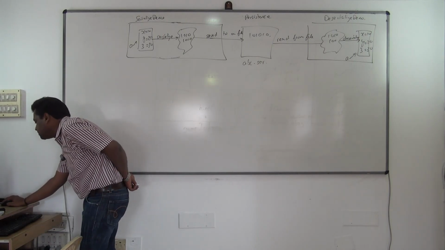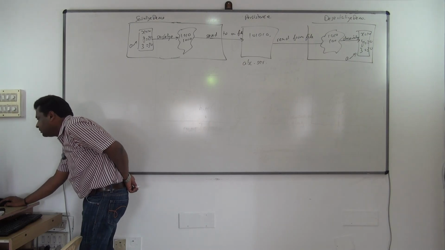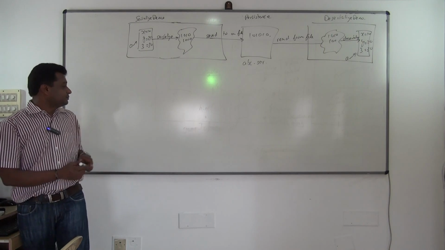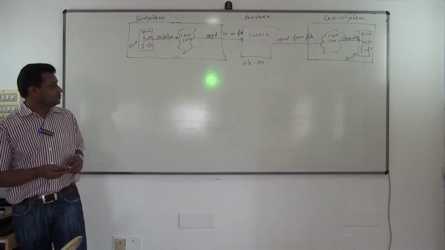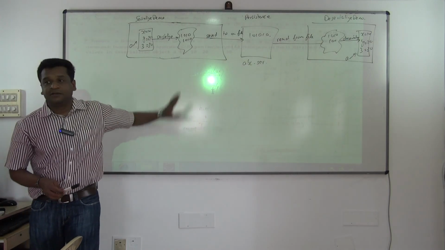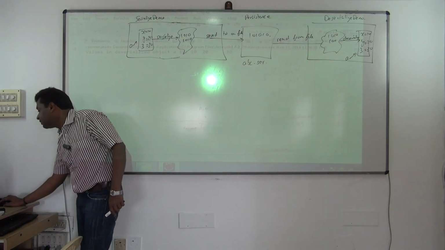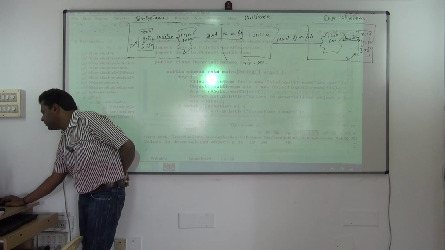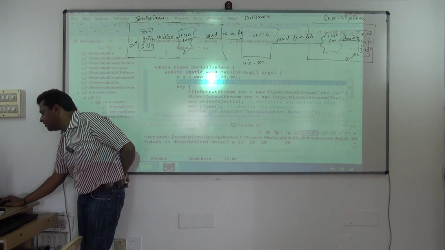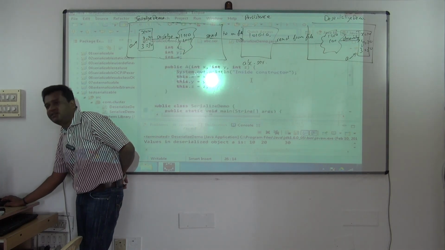I am running that deserialized demo program. Notice again, the values in deserialized object A are 10, 20, 30. Yes. So then, I've used a constructor here. Did the constructor execute?